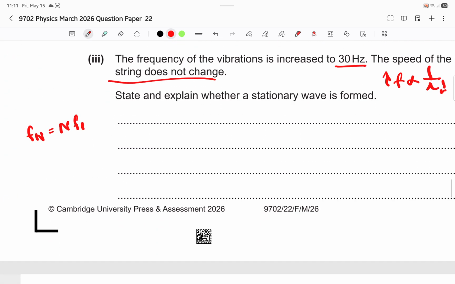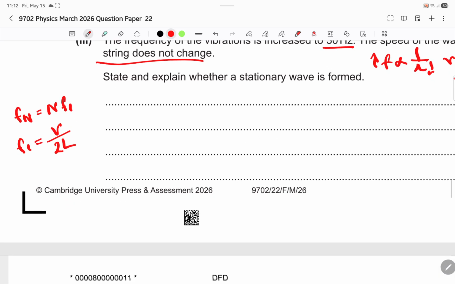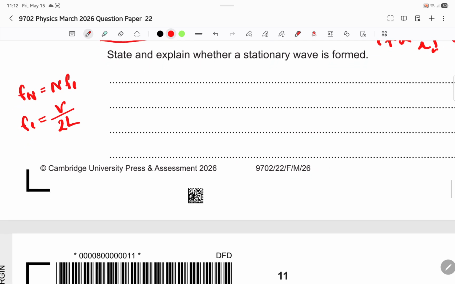First is lambda by 4, then 3 by 4 lambda. So F1 is, there's another formula, V by twice L. Twice L basically means the lambda here, which means the velocity is 16 because it does not change, and length is 0.96, which gives 8.3 hertz, which is the first harmonic.